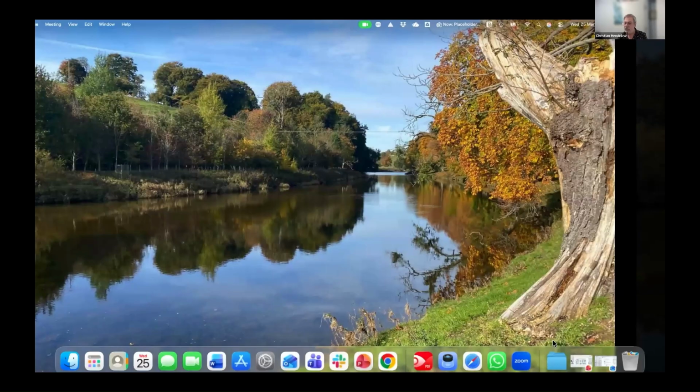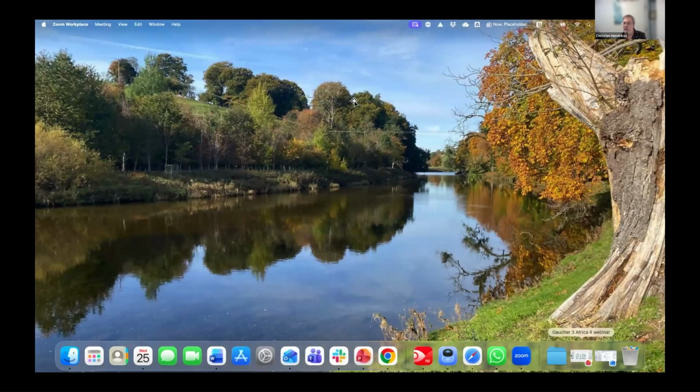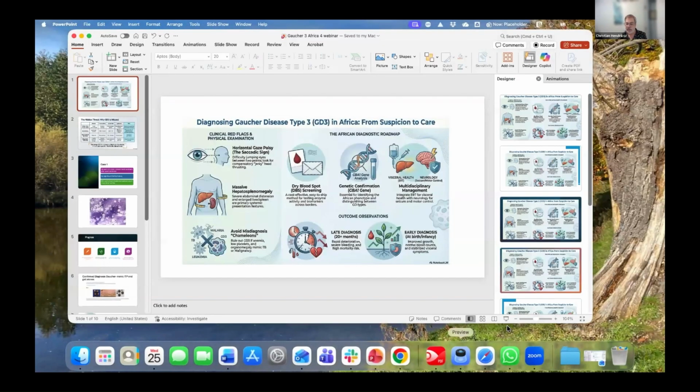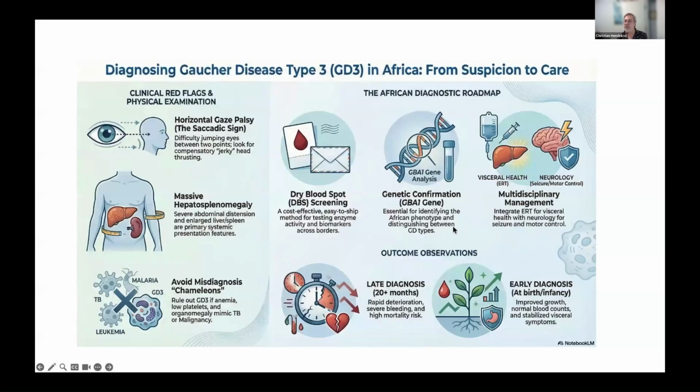So while I'm muttering along, let me just see if I can quickly bring up my screen. You can see the beautiful Yorkshire there. And hopefully, there we go. And you should be able to see my slides now.